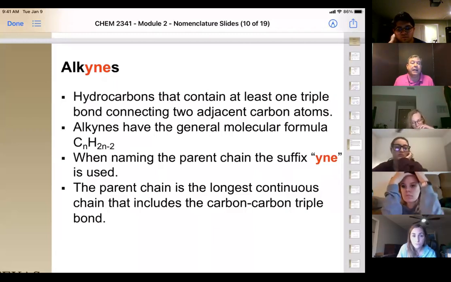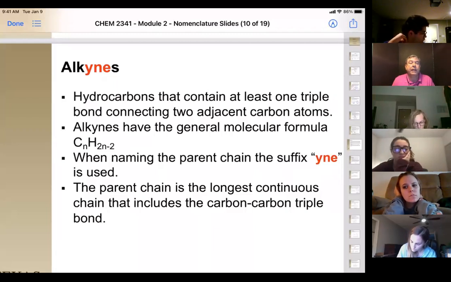Okay, so the "-ynes", because we had a double bond took us down to the CnH2n, we have to lose 2 more hydrogens to create that next pi bond.